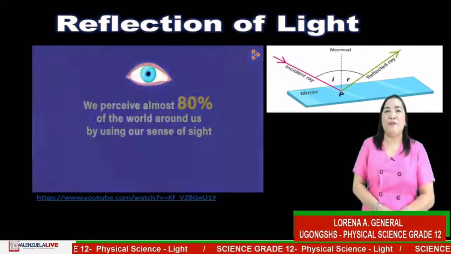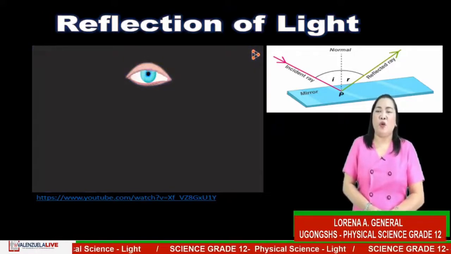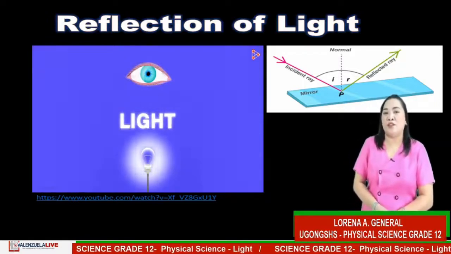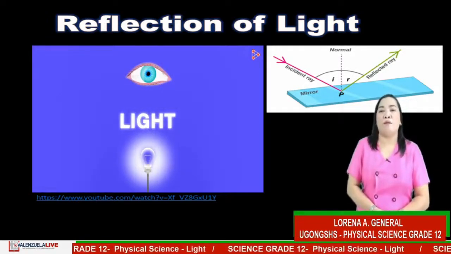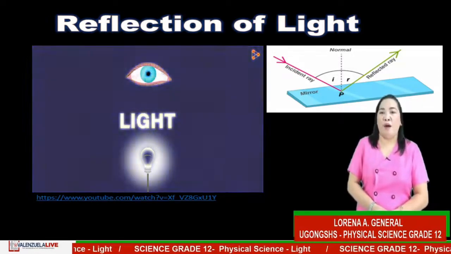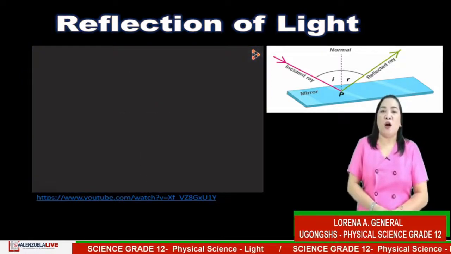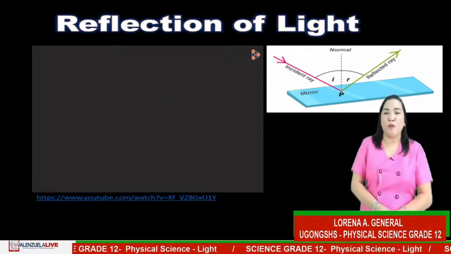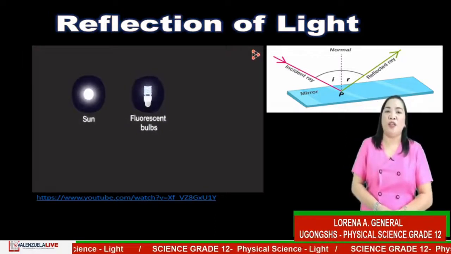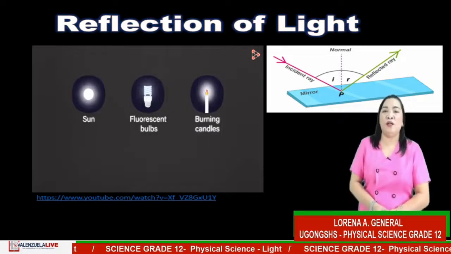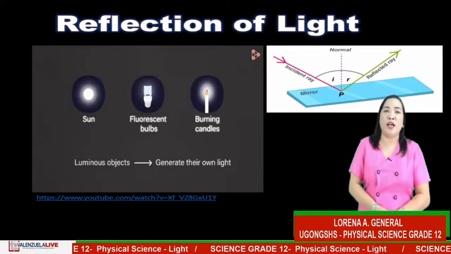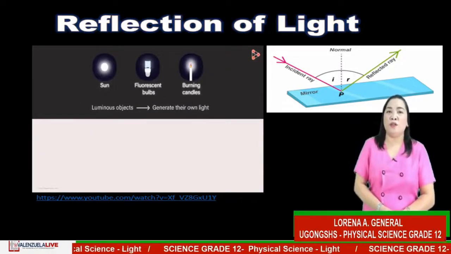Okay, so we have what we call the reflection of light. We perceive almost 80% of the world around us by using our sense of sight. So where does light come from? Natural light comes from luminous objects such as the sun and light bulbs. We say that these objects emit light. We know that when waves run into a boundary, they are partially transmitted and partially reflected. So we have the sun, fluorescent bulb, burning candles. They generate their own light, and they are what we call luminous objects.